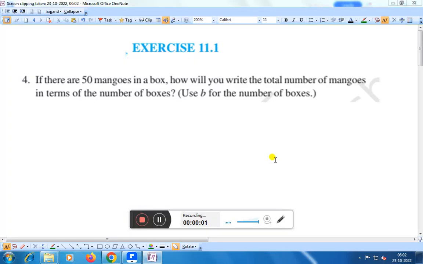Hello everyone. Today we shall discuss exercise 11.1 question number 4. If there are 50 mangoes in a box, how will you write the total number of mangoes in terms of the number of boxes? Use B for the number of boxes.